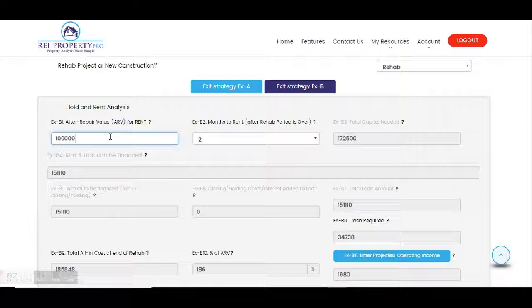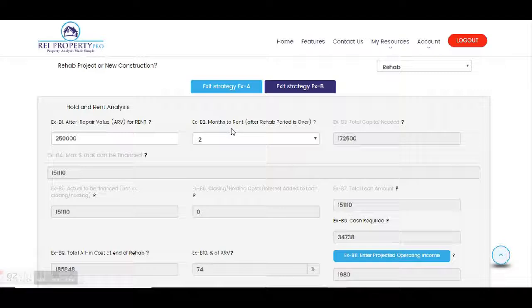But for this hold and rent exit strategy, this number has not populated because oftentimes the ARV can be a different number for sale for rental properties versus properties for sale. The work completed on a property is usually different for rental properties versus properties for sale. So we're just going to continue to use the $250,000.